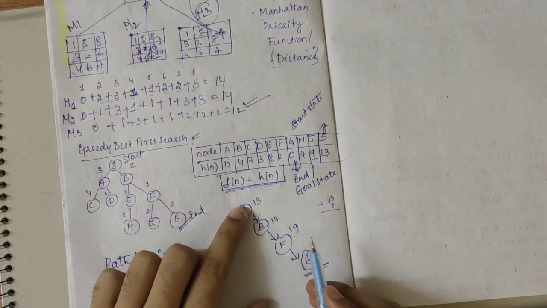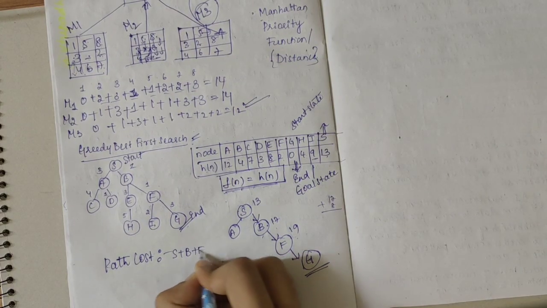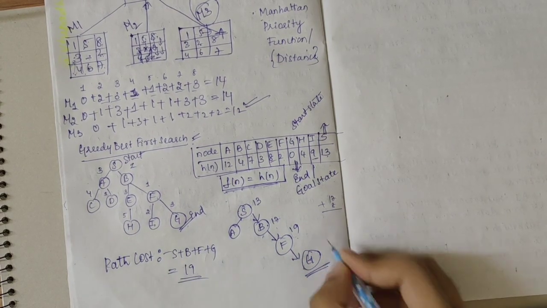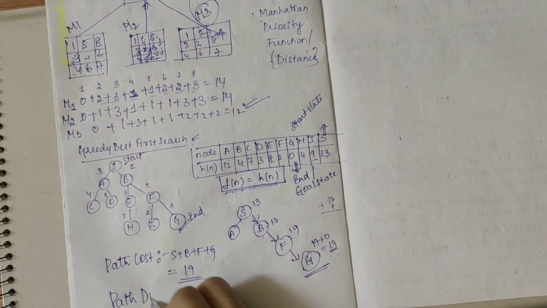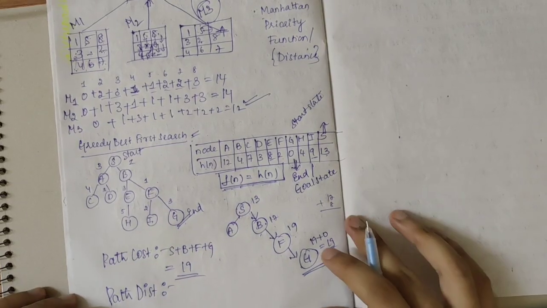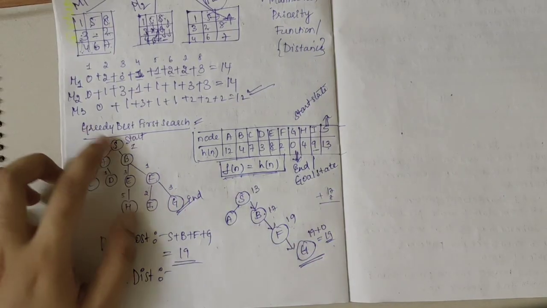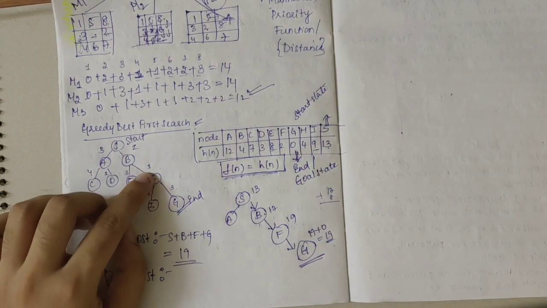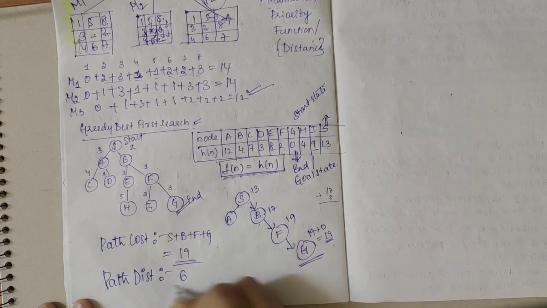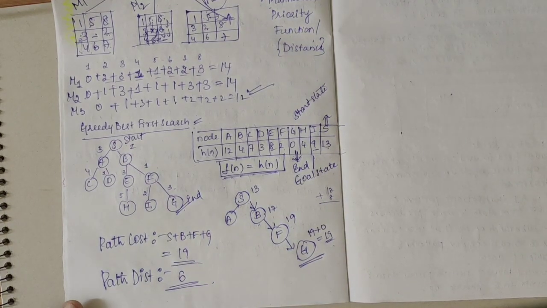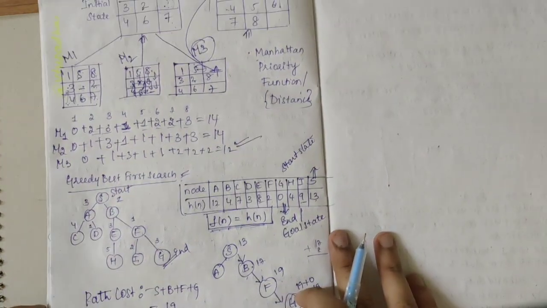So from S to B, B to F, and F to G. So if I write S plus B plus F plus G, I would get 19. 19 plus 0 here, right? It is 19 only. And considering the path distance, in order to write the path distance, I will make use of these values whichever are specified here. So S to B I have 2, 2 plus B to F is 3, and F to G is also 3. 3 plus 3 is 6. So the path distance would be 6 and the path cost would be 19. So this was about greedy best first search.